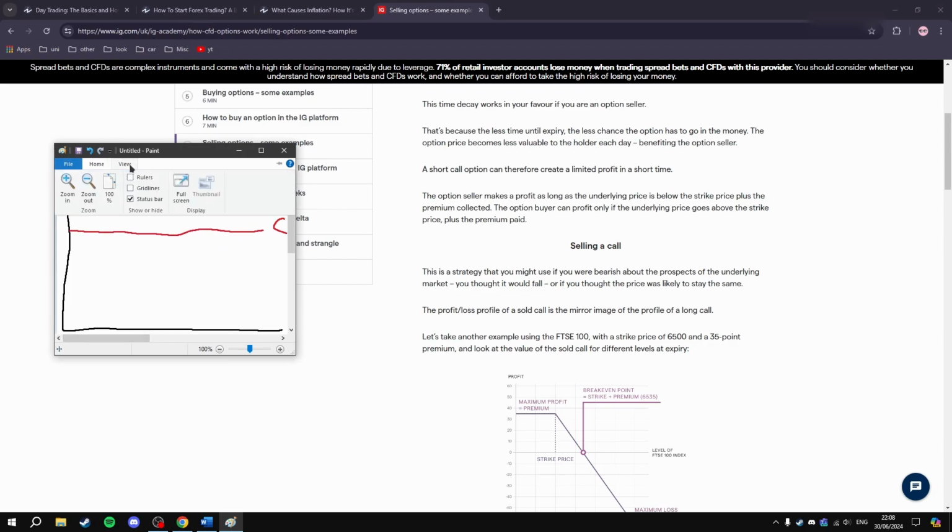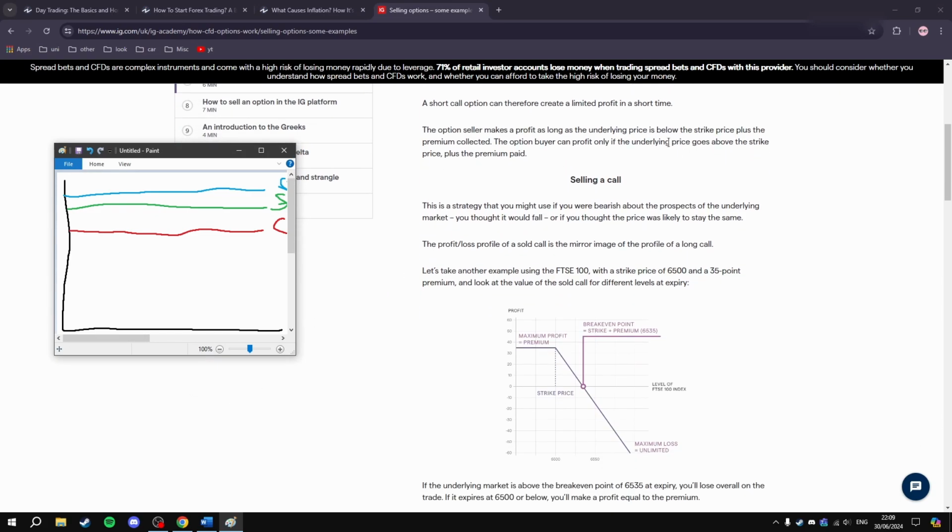Okay, so purple on this. So you're shorting this. So you're shorting a call option. Oh wait, there's a bit more. I'm going to read on because I can't get my head around it.